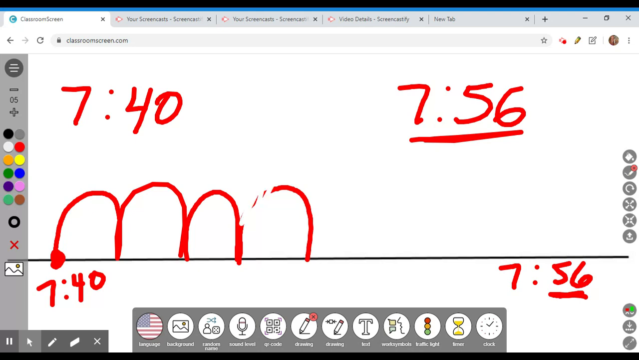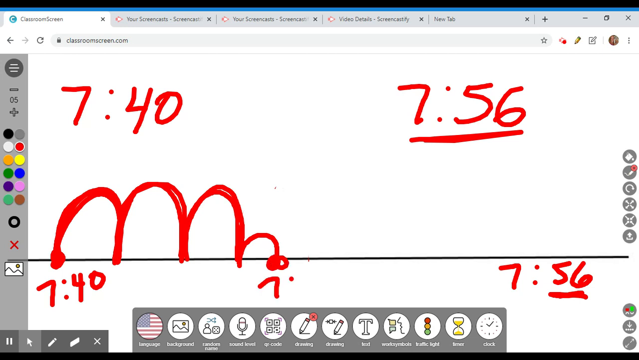So that's no good. So we're going to have to erase the last hill that we drew. And we're going to have to try something different. So again, we've got 7:40 to 7:45, 7:45 to 7:50, 7:50 to 7:55. And then if you guess we should use a rock here, you were absolutely correct. One rock would move us to our target of 7:56.